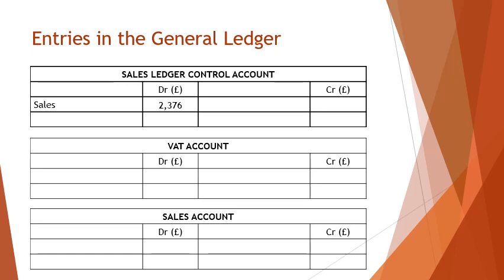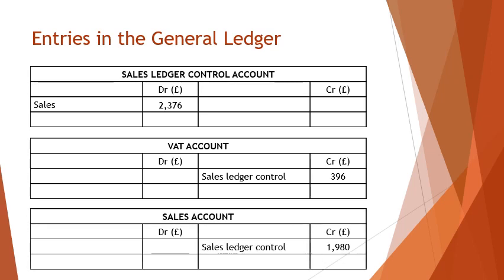We'll then record the amount that's credited to our VAT account, so that's 396. In terms of description, I look for the name of the account where the corresponding debit for that £396 is recorded, and that is the sales ledger control account, so that's the description that I'll put. And lastly, we'll record the net amount of 1,980 as a credit on our sales account, and again we'll look to see where the corresponding debit was made, and that was made in the sales ledger control account, so that's the description that I'll put against this particular account.